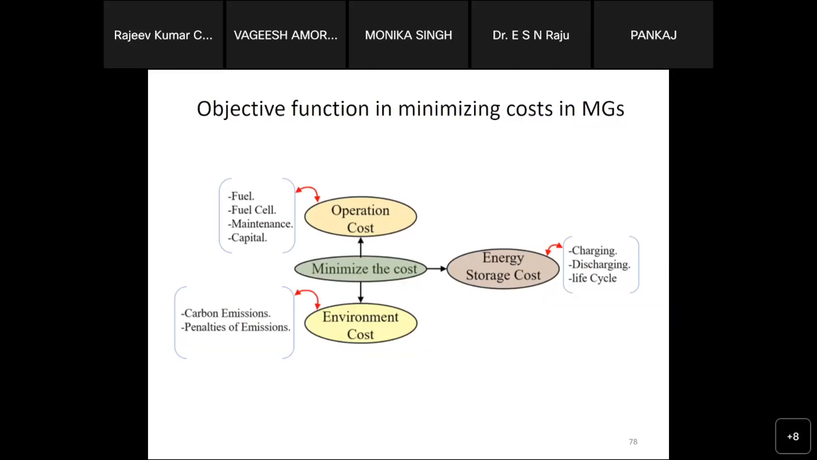When we see the energy storage cost, we have the charging, discharging, life cycle. We have to maintain proper life cycle, otherwise the batteries are going to be degraded, and for that we have to minimize the energy storage cost. So likewise, we have to consider these three costs when we are going for the proper energy management of the microgrid. So we have to minimize all these costs.